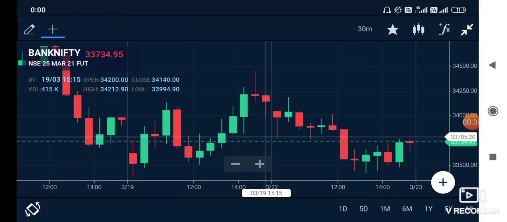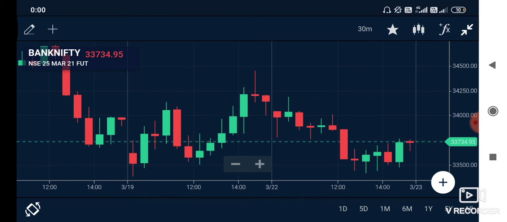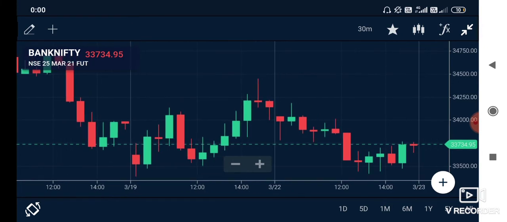So here we are on Upstox Mobile Pro, and this is a Bank Nifty chart that we have opened. We will understand what the plotting looks like and the time frame that we are going to use for the strategy. It's going to be a 30-minute time frame, so every candle represents 30 minutes.